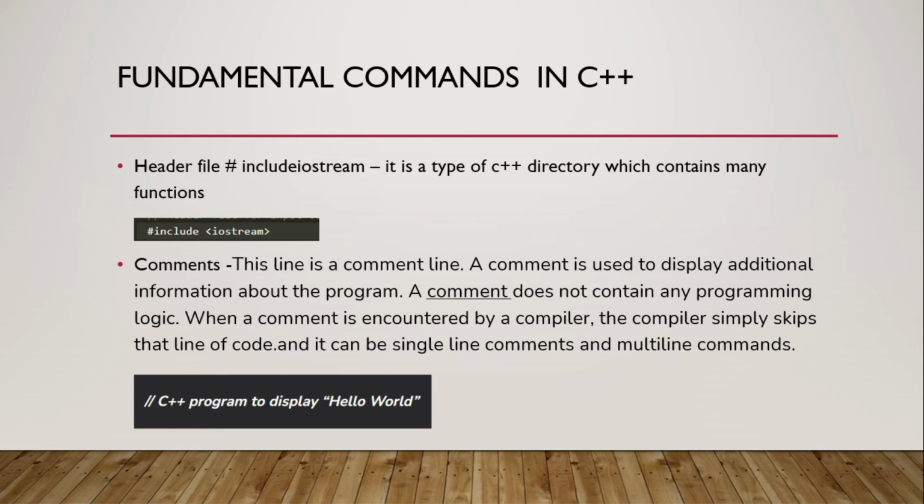Second is comments. This line is a comment line. Like you are seeing, a double slash is a comment line. A comment is used to display additional information about the program. A comment does not contain any programming logic. When a comment is encountered by a compiler, the compiler simply skips that line of code. It can be a single line comment or a multi-line comment.